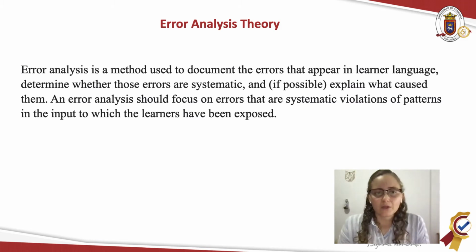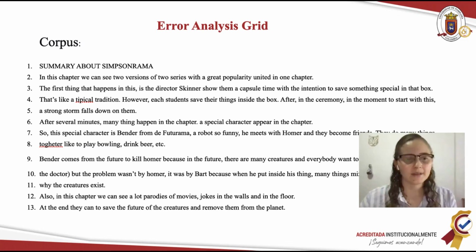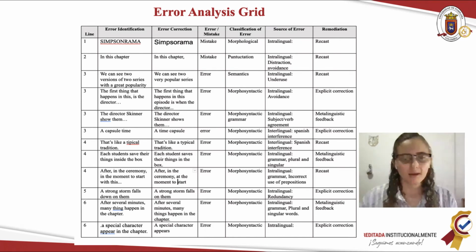Okay, so right now we're going to start. Well, as you can see, there are 13 lines in this corpus. So right now, I'm going to start with the error analysis grid. And this grid is going to be divided in different categories. The first one is going to be the line, the number of the line, the error identification, error correction, if it's an error or mistake, the classification of the error, the source of the error, and finally the remediation. So I'm going to start with the title, line number 1.